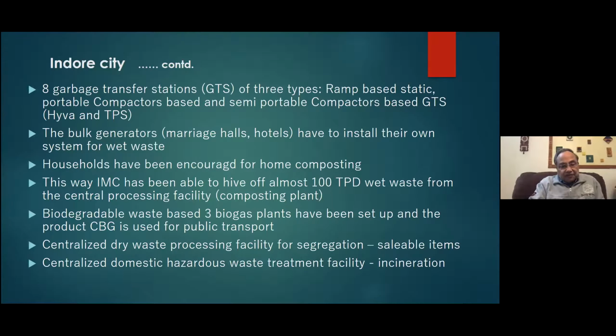Now, 3 biodegradable waste-based biogas plants have been set up, and the product, which is compressed biogas, is being used for public transport. This is also supposed to be a great achievement. And then they have a centralized dry waste processing facility where they segregate the waste and sell the items. And the centralized domestic hazardous waste treatment facility. Here, it's the biomedical waste treatment facility, and here they incinerate the material. Next, please.